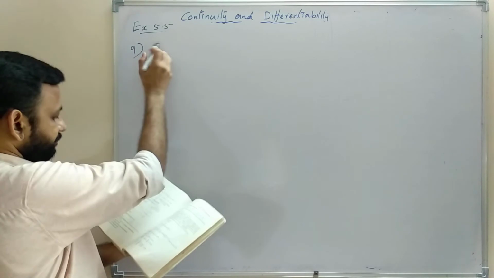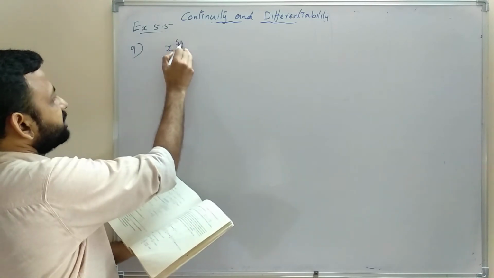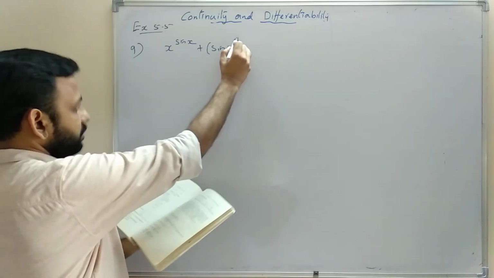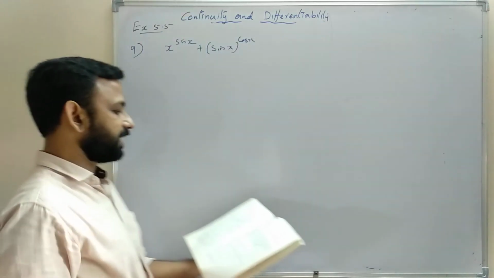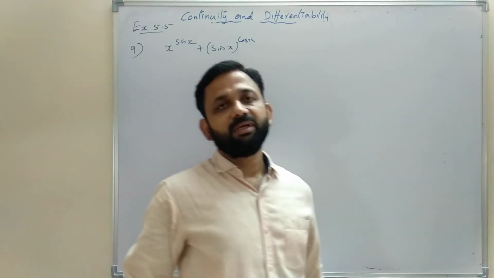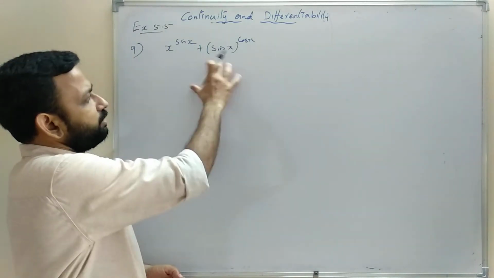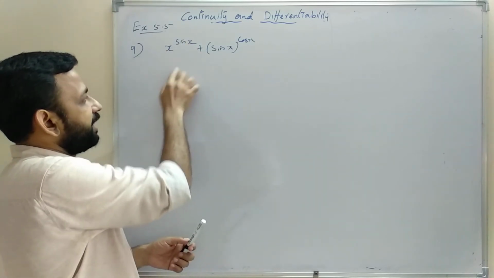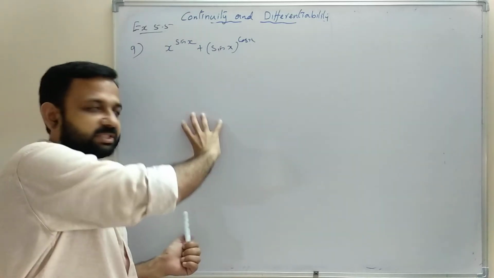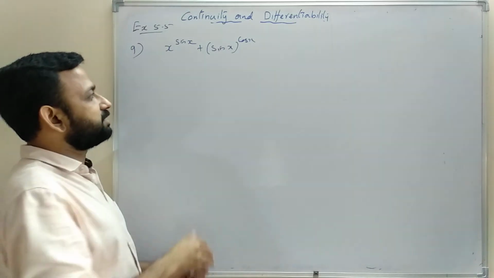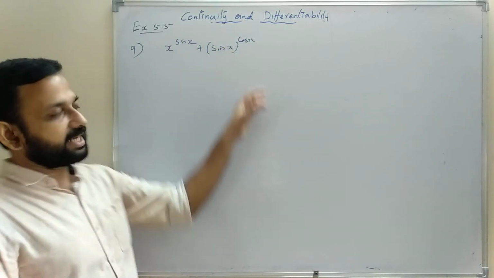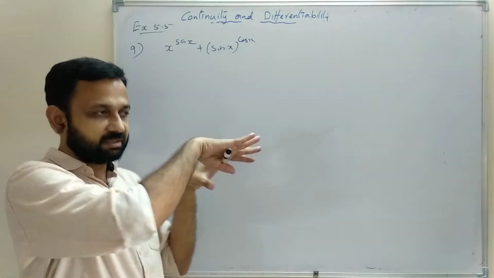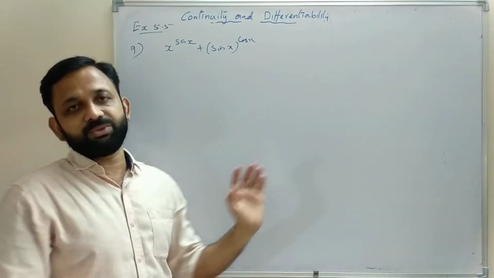Question number 9. We need to find the derivative of x raised to sin x plus sin x raised to the power cos x. Here we can do this question another way. We can take separately. Let a equal x raised to sin x. Take logarithm both sides, differentiate, we will get one answer. Then take the second expression separately, let b equal that expression, take logarithm both sides, then differentiate, then sum of that too. Like that also we can do.